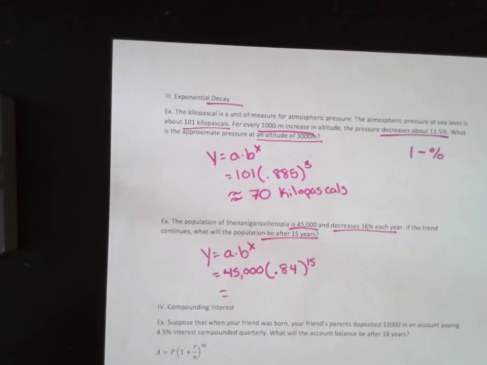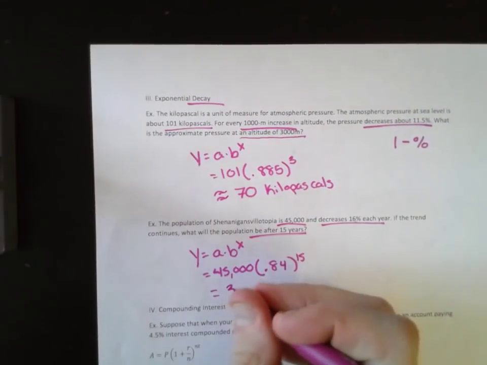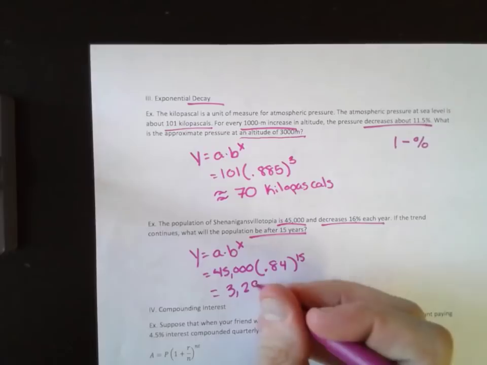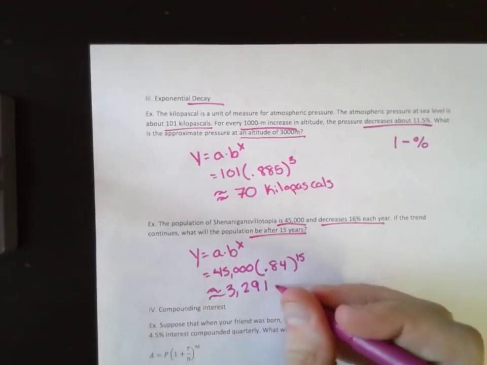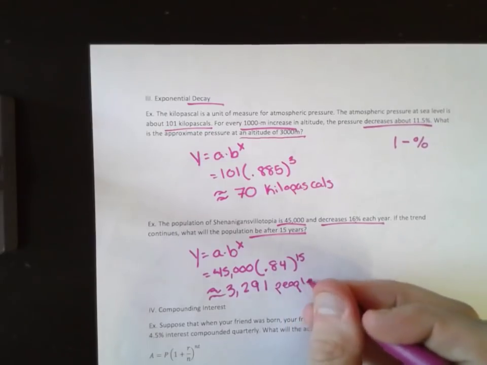I'm going to raise 0.84 to the 15th power. I am going to hit enter. I get 0.07. I'm going to multiply that by 45,000. And I'm going to get 3,291 approximately people. Because again, we're talking about population.